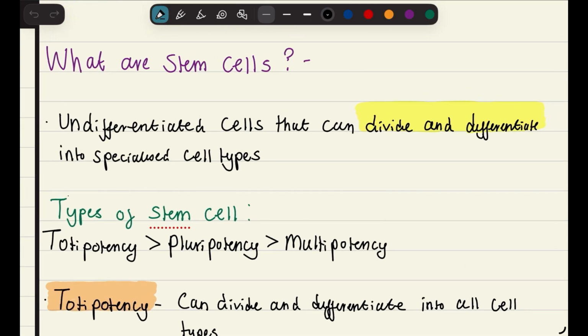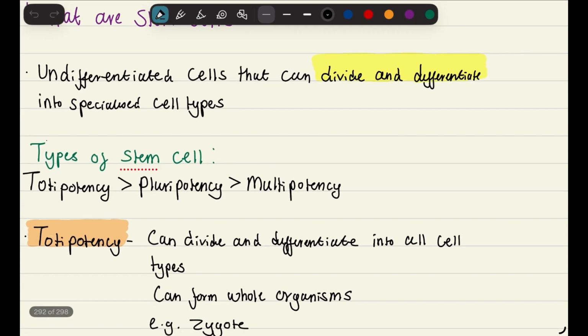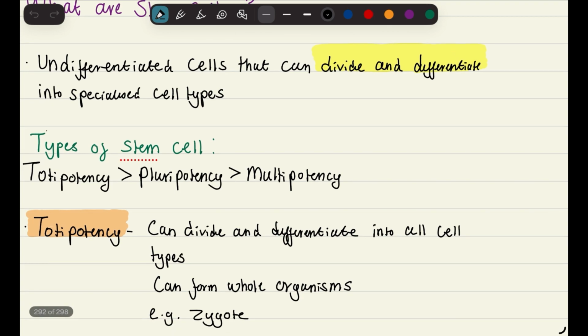So we're going to kick things off with a very important definition, and that is what a stem cell is. A stem cell is an undifferentiated cell that is able to divide and differentiate into specialized cell types. The reason I've highlighted divide and differentiate is because it's crucial for you to say that to get your marks, right? So divide and differentiate.